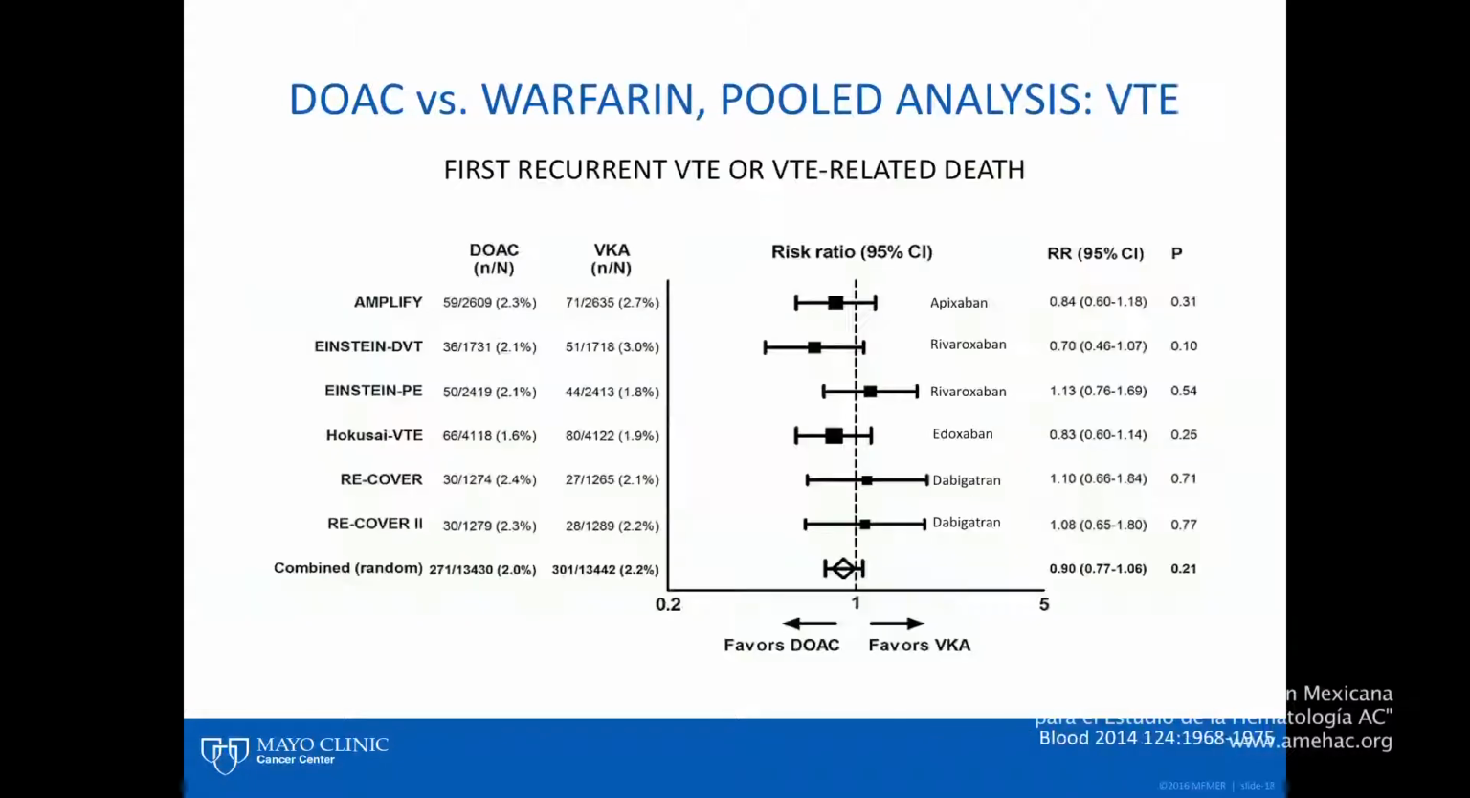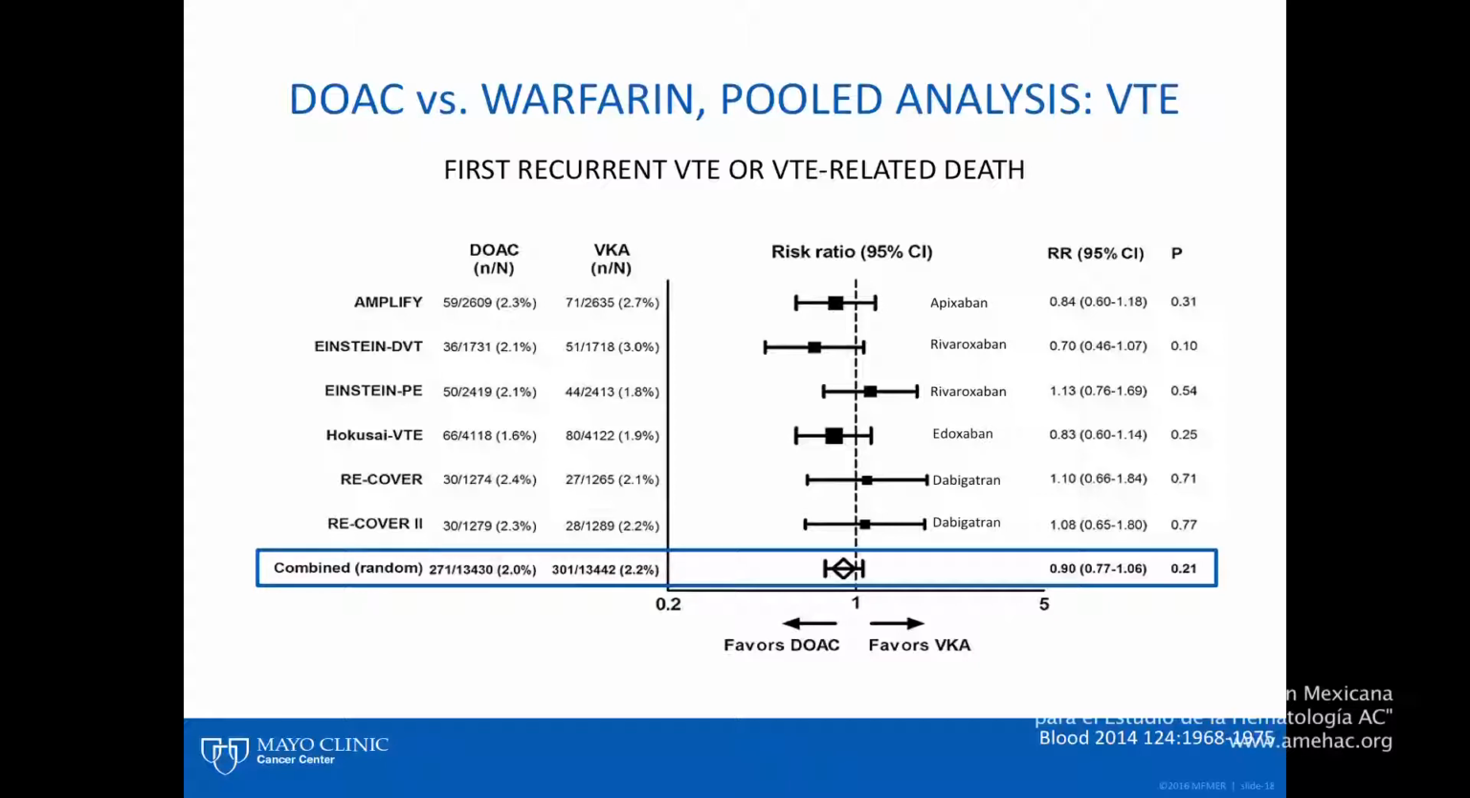So here is the combined meta-analysis of the clinical trials looking at the DOACs in venous thromboembolism. And similar to atrial fibrillation, the combined analysis shows that it does favor, maybe even a little less likely compared to the atrial fibrillation studies, but it does favor using DOACs.